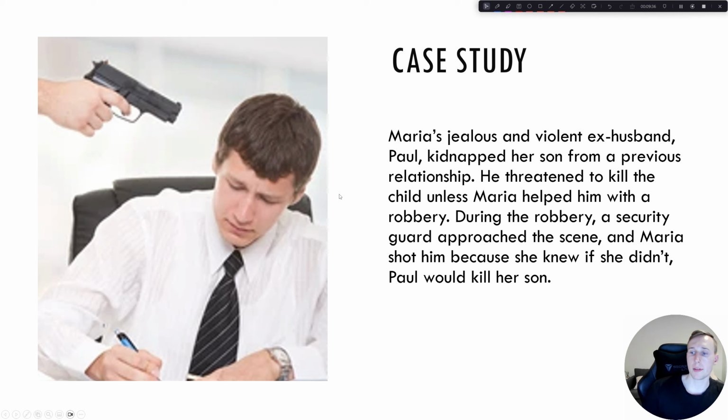For my example here, Maria's jealous and violent ex-husband, Paul, kidnapped her son from a previous relationship. He threatened to kill the child unless Maria helped him with a robbery. During the robbery, a security guard approached the scene and Maria shot him because she knew if she didn't, Paul would kill her son. So I would say that she acted reasonably to get out of that harm.